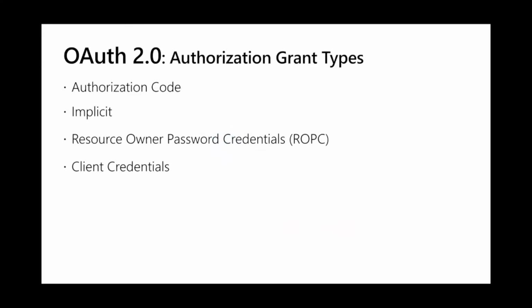Now we'll talk about the grant types. With OAuth2, there are 4 specified flows to get an access token. These flows are called grant types. And depending on your scenario, different grant types apply.